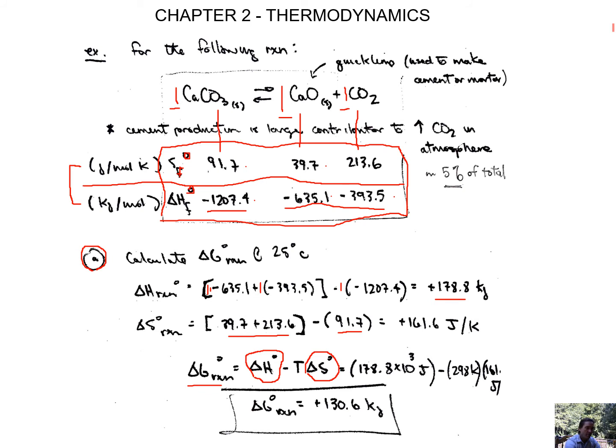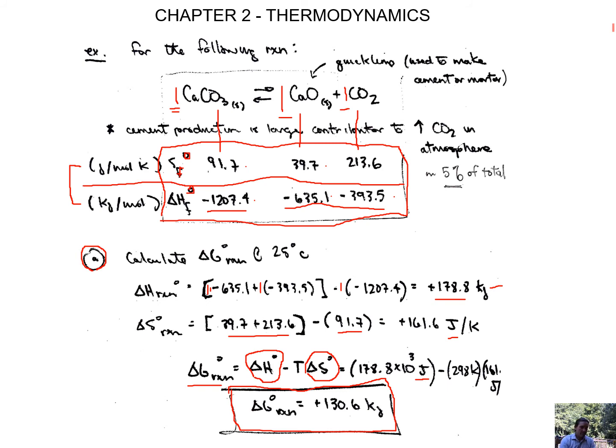So now we put these values into our equation, but again, this is in kilojoules, this is in joules. I've decided to convert my enthalpy into joules. Now I can add the two terms, and I get 130,600 joules, or now I'm going to convert back to clean up my answer. I get a positive 130.6 kilojoules for this reaction, and it is for 1 mole of reaction.